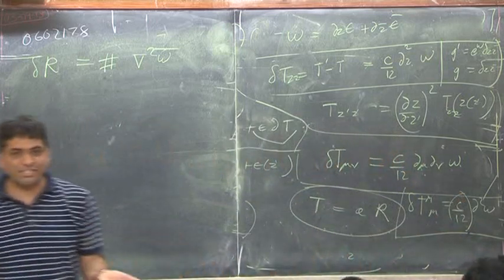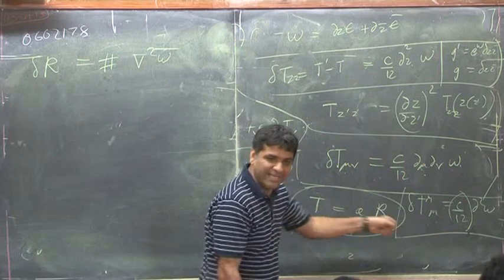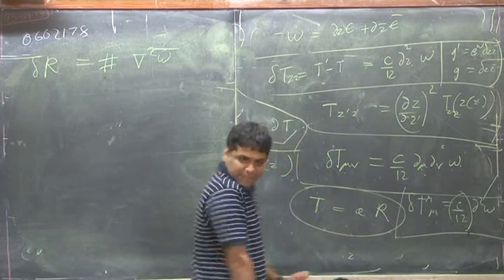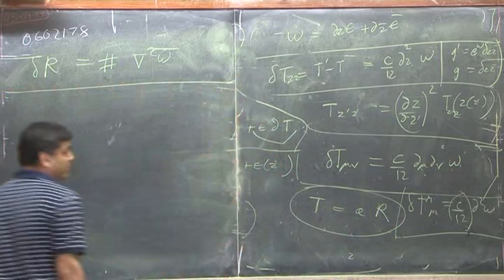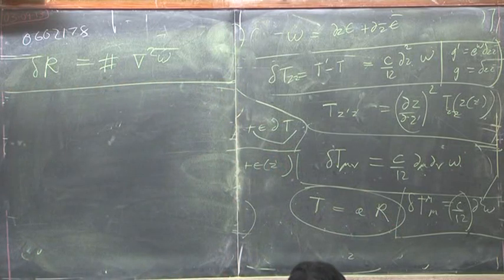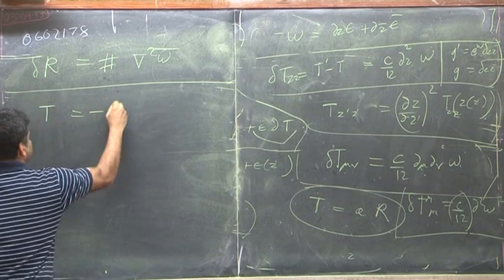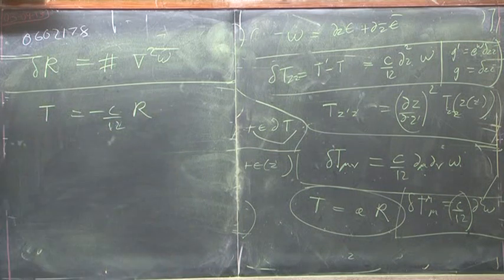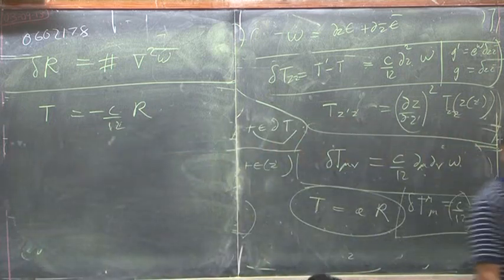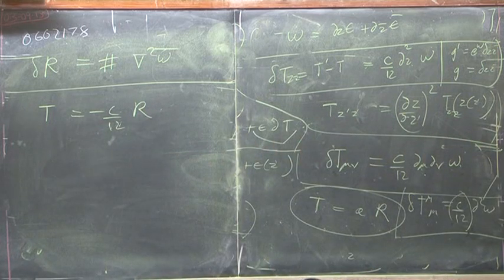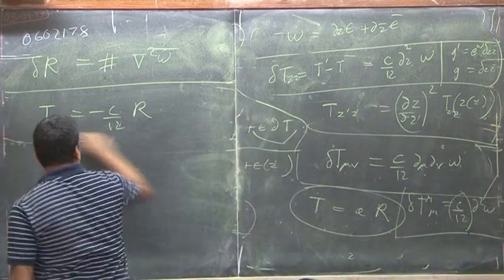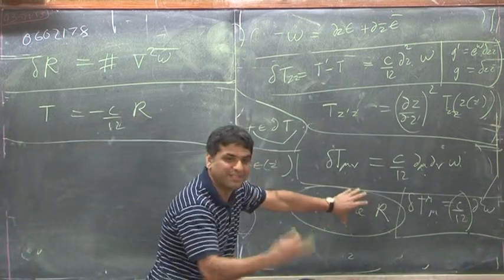So this logic allows us to determine what the number behind R is, and I'll quote this guy's result. If I can find it. Yeah, he gets that T is equal to minus C by 12. That number was minus 1. Okay. I'll justify this. I'll give you the formula.